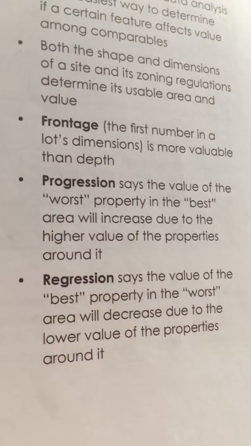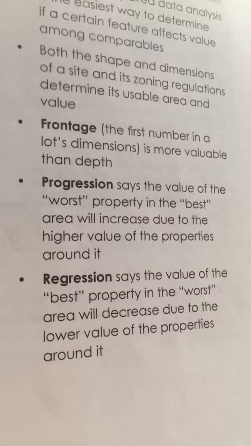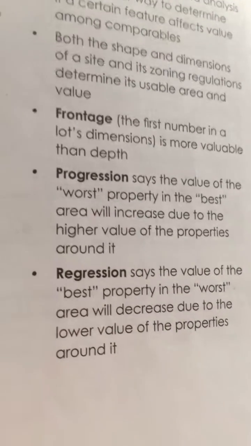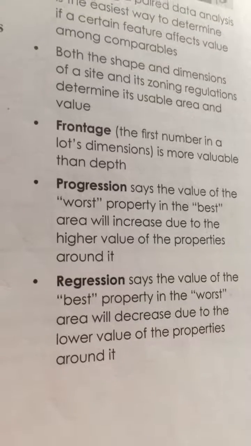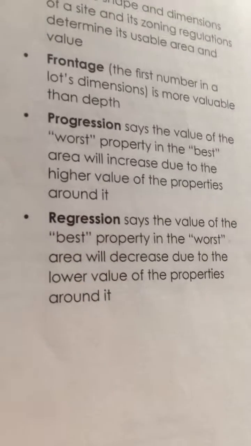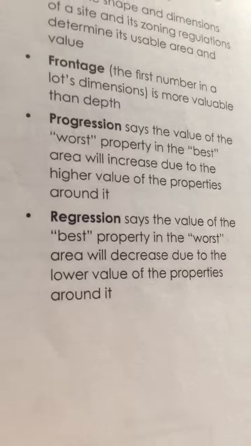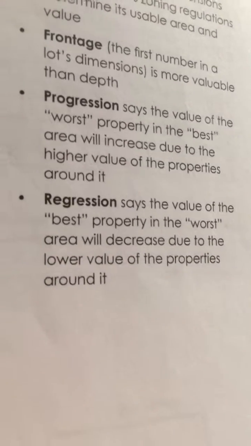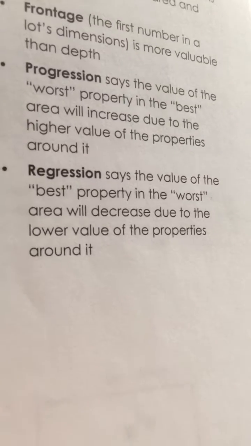Progression says the value of the worst property in the best area will increase due to the higher values of the properties around it. Regression says the value of the best property in the worst area will decrease due to the lower value of the properties around it.